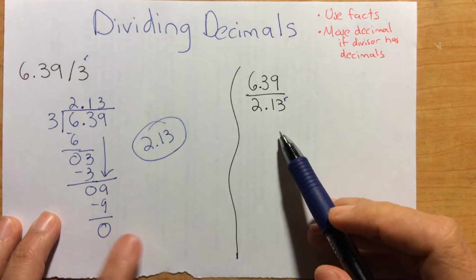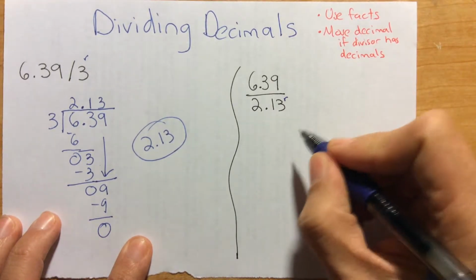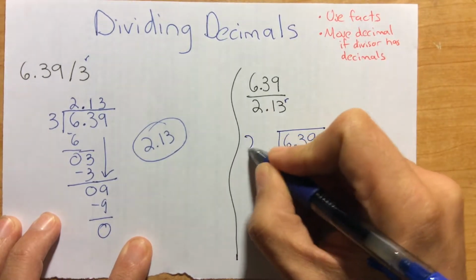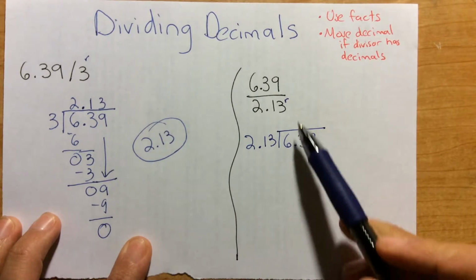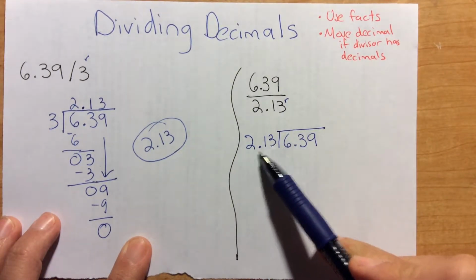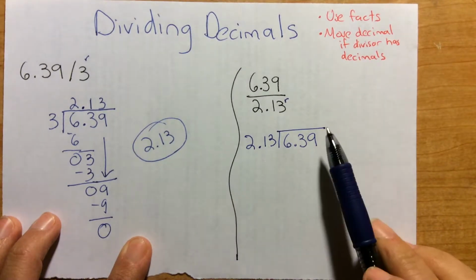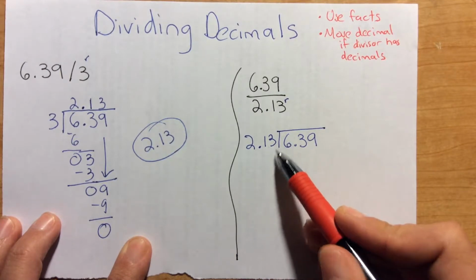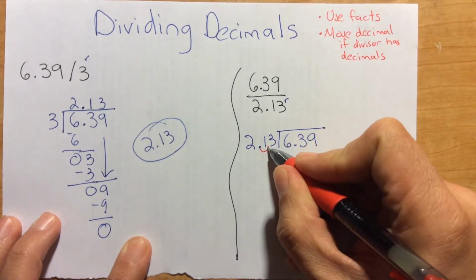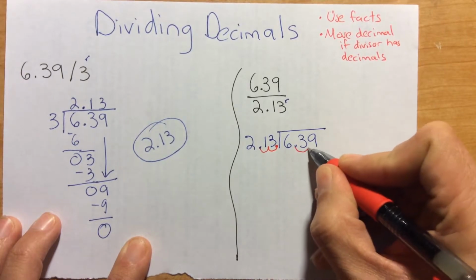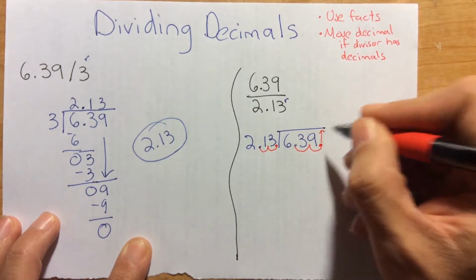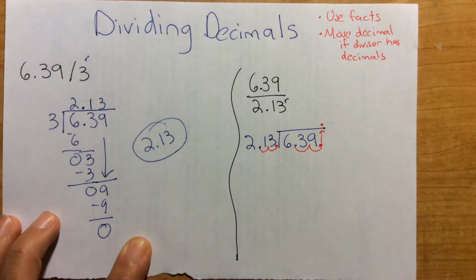But now let's take a look at the second example. I'm going to go ahead and write 6.39, and then I'm going to divide by 2.13. See, if we have decimals in the divisor, we cannot start. We need to move the decimal out. In this case, I need to move it twice, so it's once and twice. So the decimal stays at the end. And right now, I can just go ahead and write the decimal point right there.